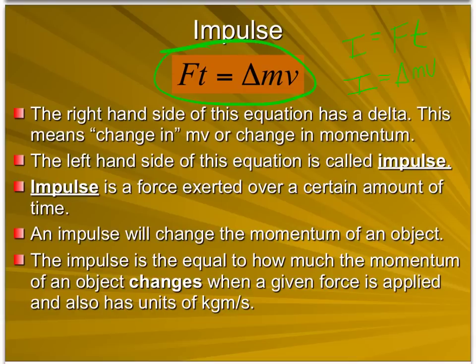Okay, so looking at that equation, the left-hand side of that equation is our impulse, a force exerted over a certain period of time. So an impulse is going to cause an object to change its momentum. The impulse is equal to how much that momentum changes when that force is applied, and so just like we saw with momentum, it's also going to have units of kilograms times meter per second.